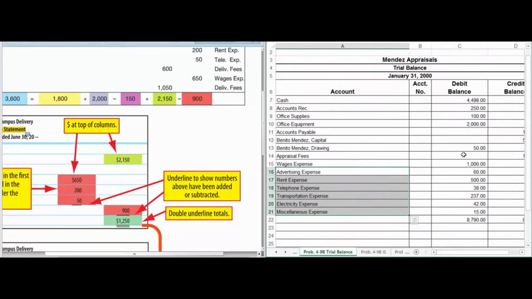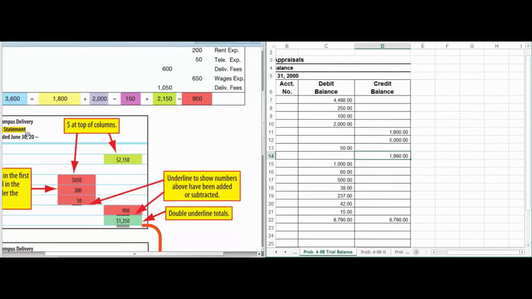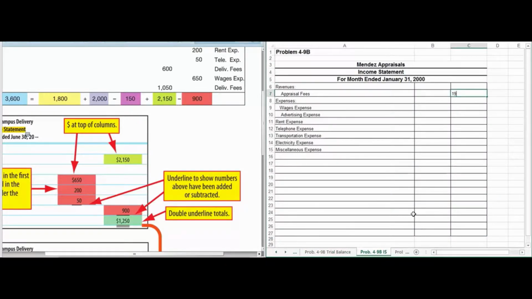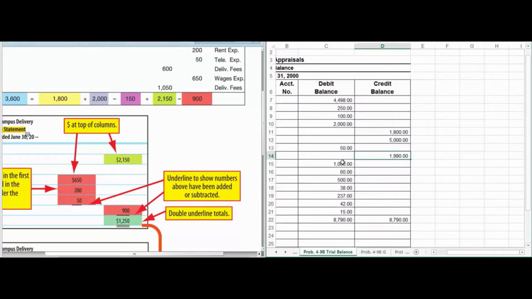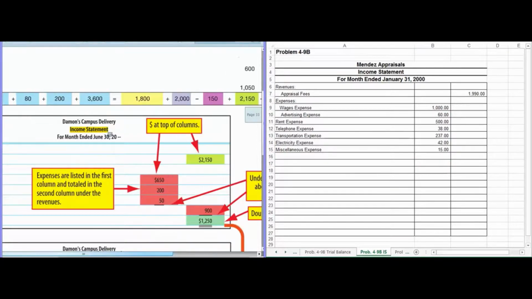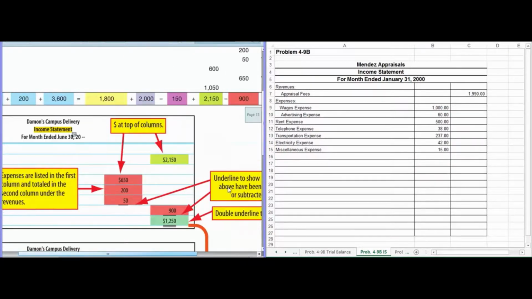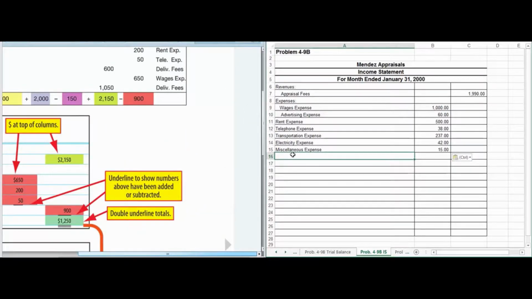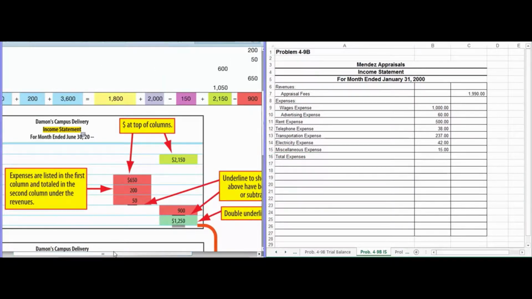I'm going to minimize this for a minute to make it easier. So our appraisal fees are $1,990. And then we're going to list our expenses. Again, copying and pasting is perfectly fine with me. So then we're going to show our total expenses. Okay. And it's just like it shows us in the book.